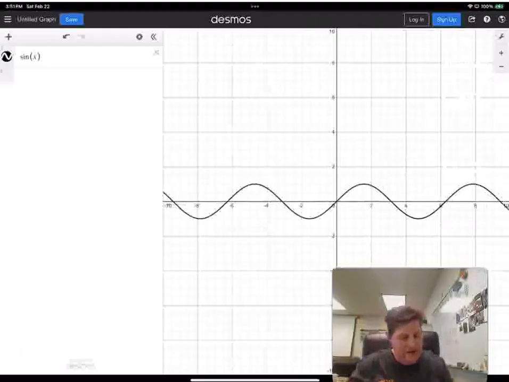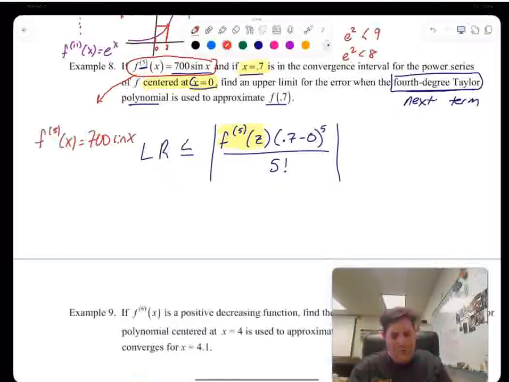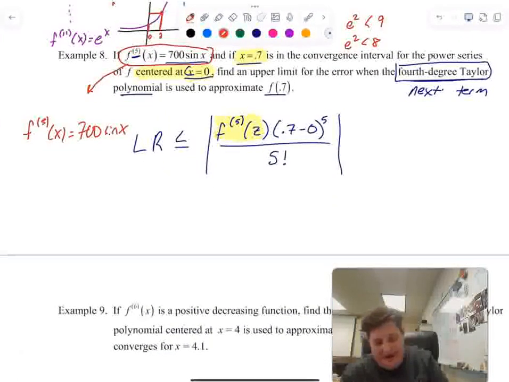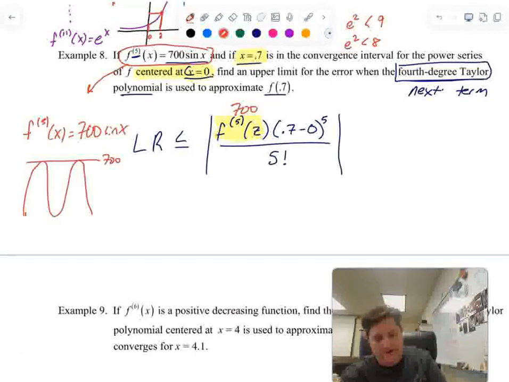And you can see that sine never goes higher than 1 and never goes lower than -1, which means that 700 sine x is a graph like that. It never goes higher than 700. So I could use 700 right there and I'm good to go. Now, is that the most approximate? Probably not, but there we go, 700.